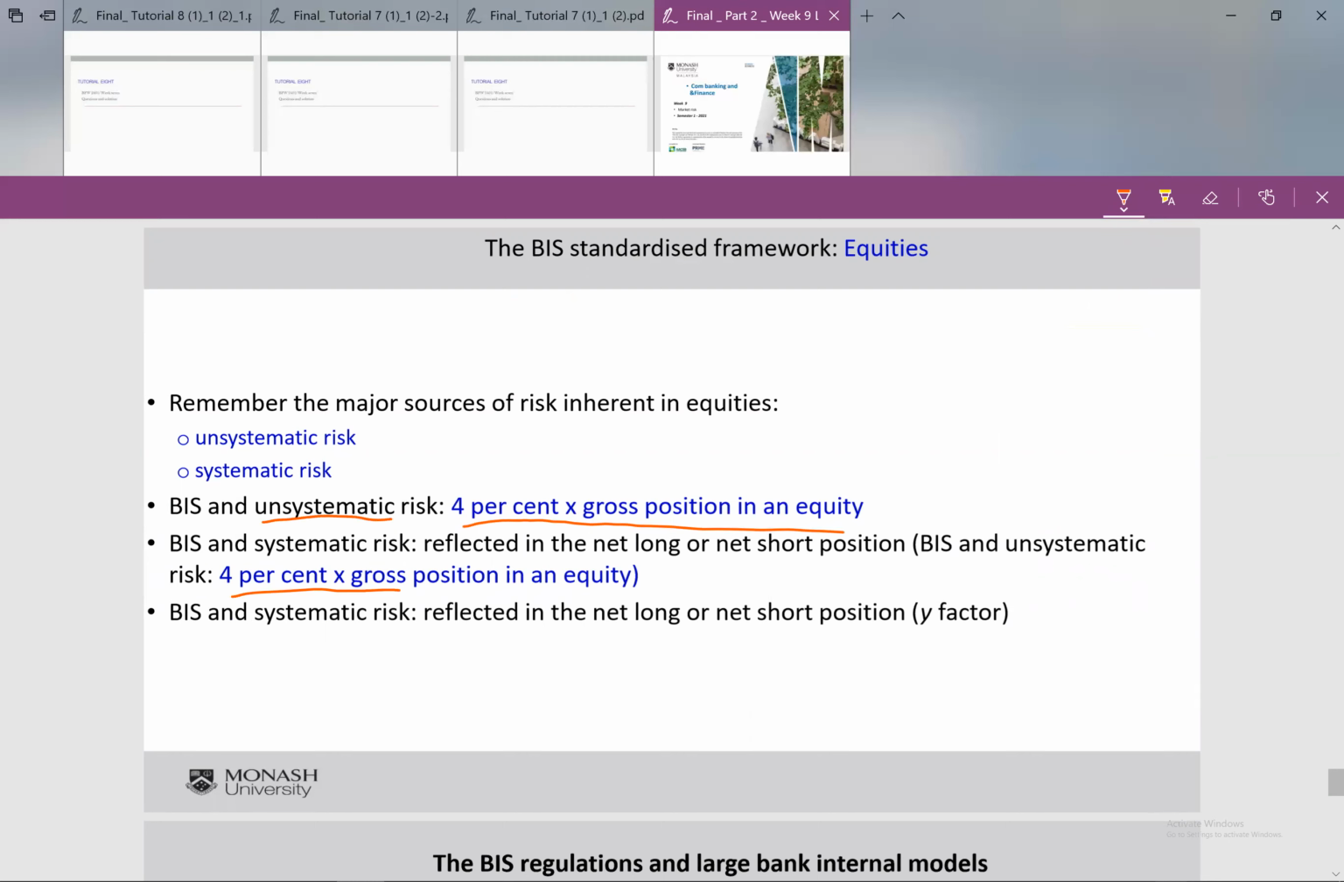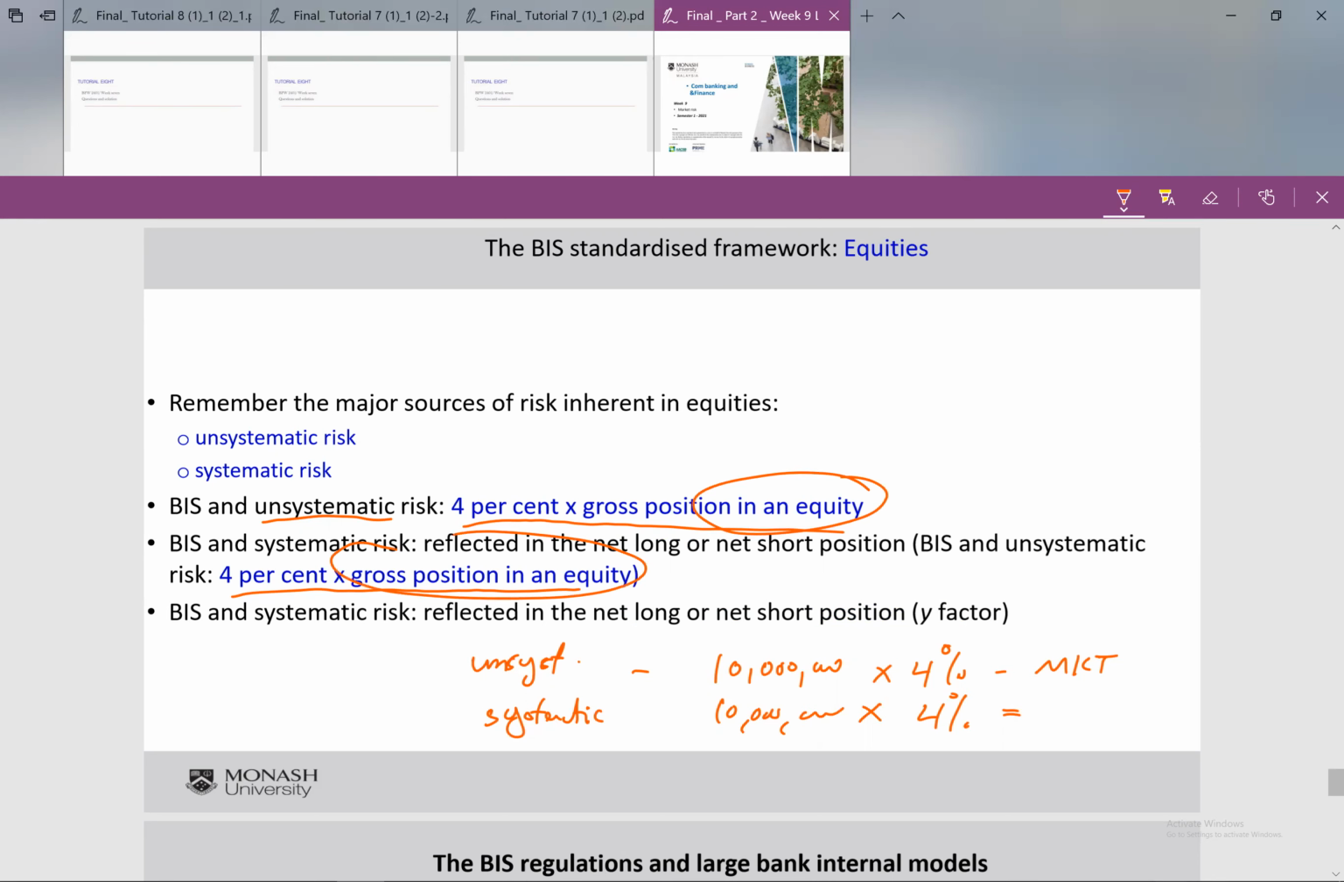Now for equities, you have to take 4% for the systematic risk, which is the market, and you also have to take 4% for the unsystematic risk, which is the firm specific. So if you have an investment of 10 million again in equities, you take 4% for the systematic and 4% for the unsystematic. We care only about the gross position here. And this will be your risk. They expect the fluctuation to be 4% of the gross position in the equity, so it's almost 8% for both.